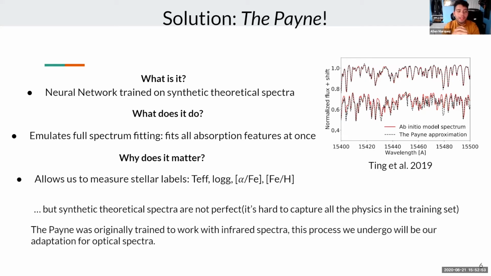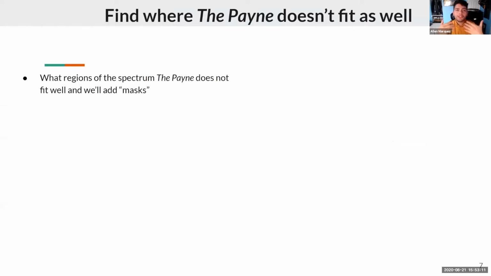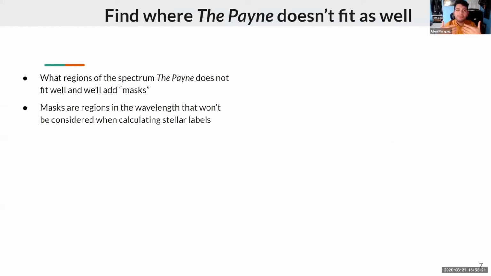And just a quick note that the Payne was originally trained to work with infrared spectra, and the work that I'll be showing is our adaptation to have it work with optical spectra. So the first step in our analysis is to see where specifically the Payne doesn't fit as well. There are regions in wavelength for any given spectra that the Payne doesn't fit well, and we're going to have to apply masks. I'm going to define what a mask is. A mask is essentially a region in wavelength for any given star where we will not consider that when we're measuring our properties.